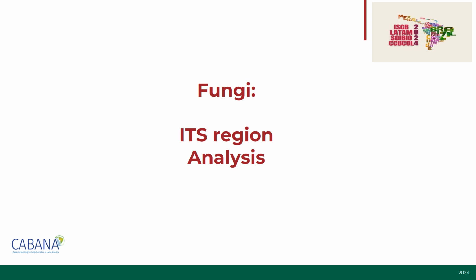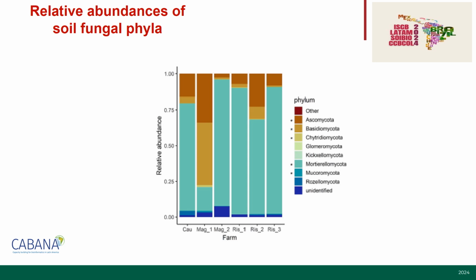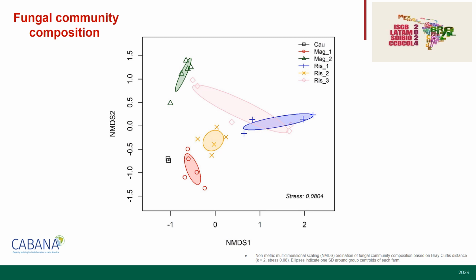Now for the fungi, we did the sequencing of the ITS region. Here is the analysis. The relative abundances of soil fungi show us that we could separate all samples by their unique fungal composition, as seen here at the level of families, and also here in this plot where we could see that all samples were separated by their fungal composition.